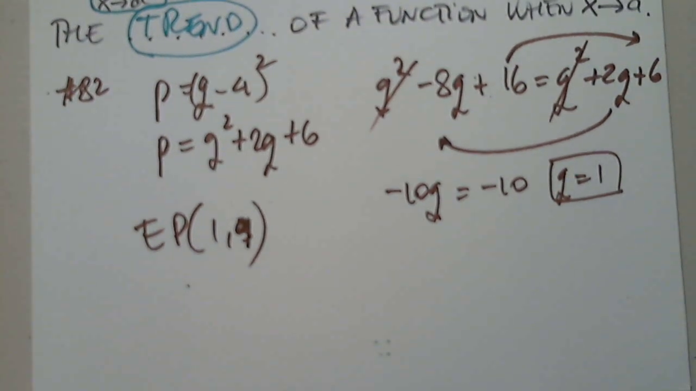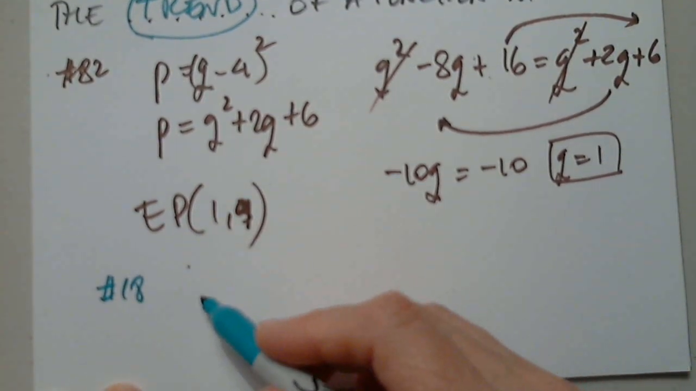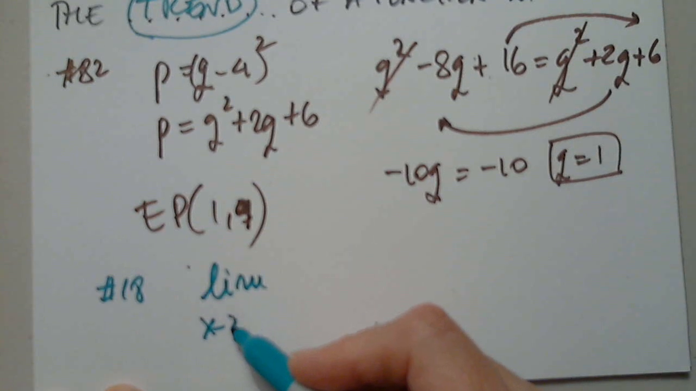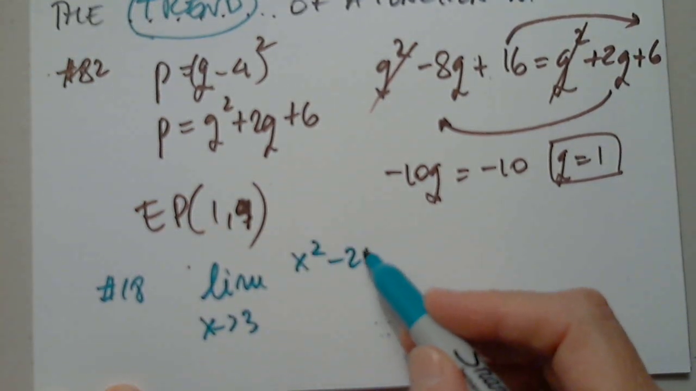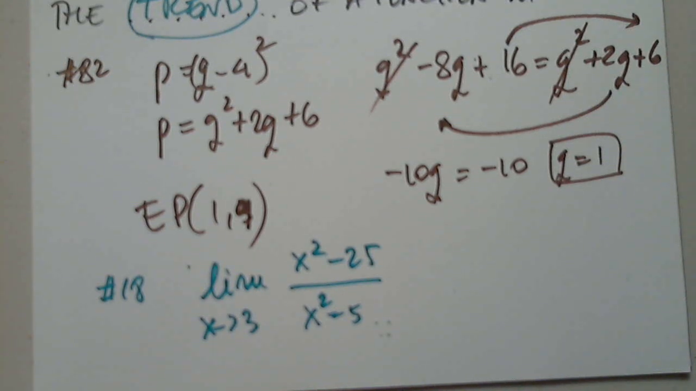Can we go over number 18? Yes, number 18. This is a rational function. So we have the limit as x approaches 3 of (x squared minus 25) over (x squared minus 5). Good. Every time we're asked to find a limit, we have to plug it in. There are some situations in which we cannot before we simplify a little bit. But in this particular case, we will plug it in.